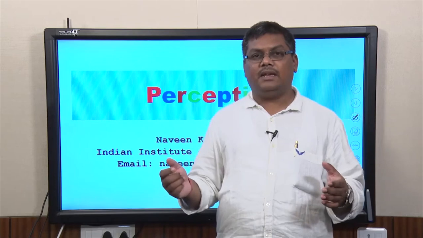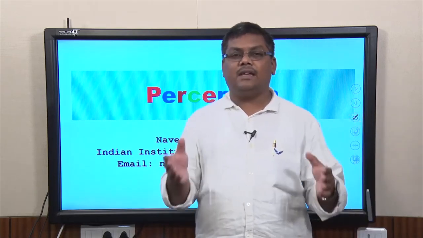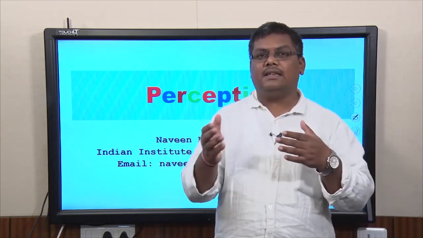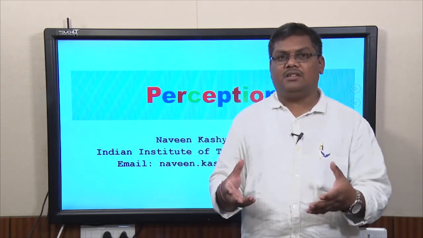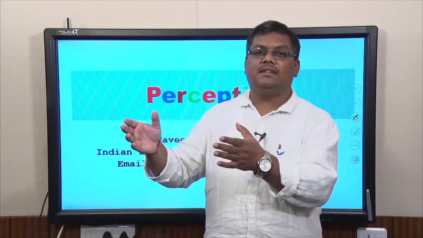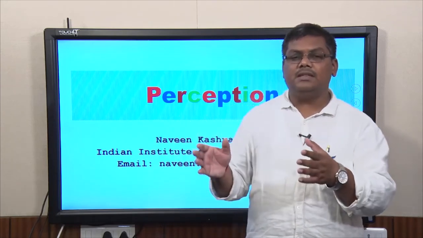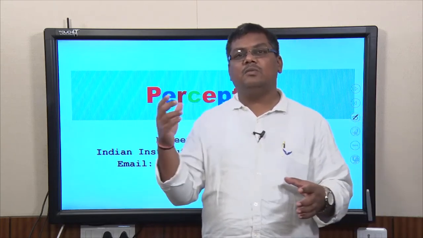It is the job of the brain to collect this information about angles, lines, foreground and background, colors, brightness and darkness, and based on that, to combine this information and make the meaning that something is a tree, and something is a person. So perception is that function of the brain which integrates information from sensation to make a meaning.